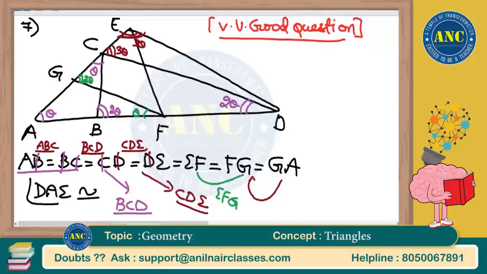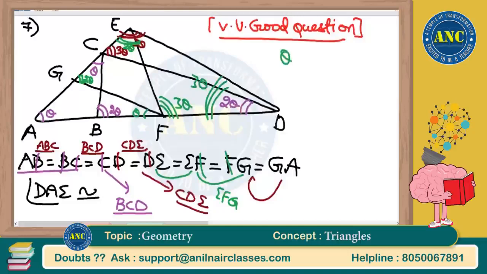Angle A is equivalent to angle F. So 2 theta, 2 theta angle. Angle E is equivalent to angle G, so this is 2 theta. If this is 2 theta and this is theta, this is nothing but 3 theta. Angle D is equivalent to angle F. So this is nothing but total 3 theta. That is the answer.